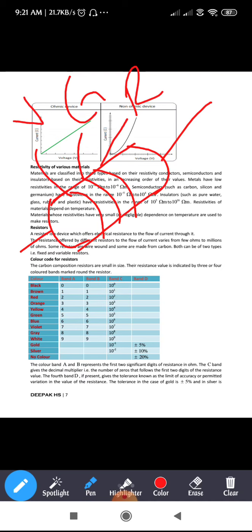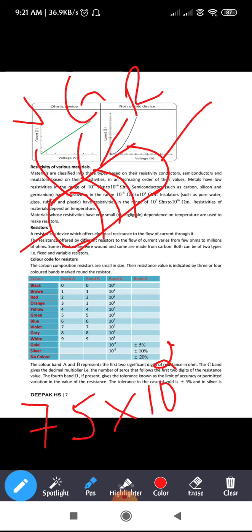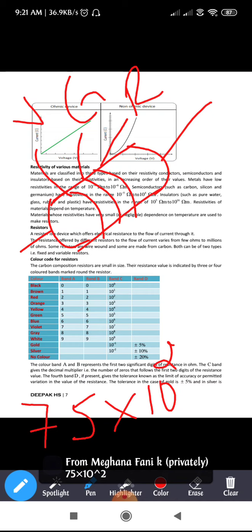Okay, so see here, to calculate the value of this resistance, the first band color is violet. So write down the value 7 there. In the first band the violet value is 7. Next you have green. Go to the second band, the value of green is 5. Next, go to band C, the value of red comes out to be 10 power 2. So this is the value of the given resistance, that is 75 into 10 power 2.